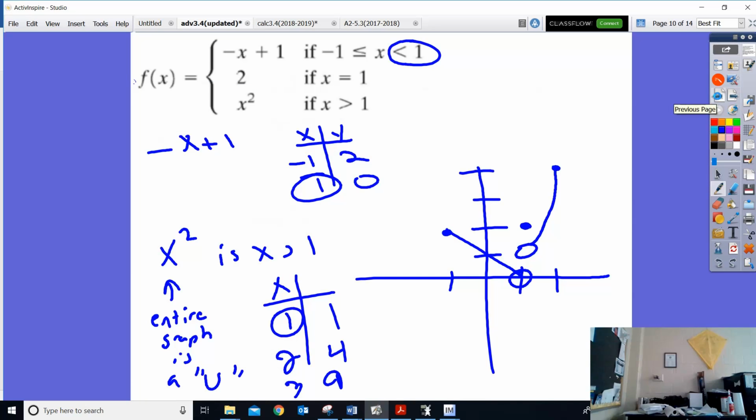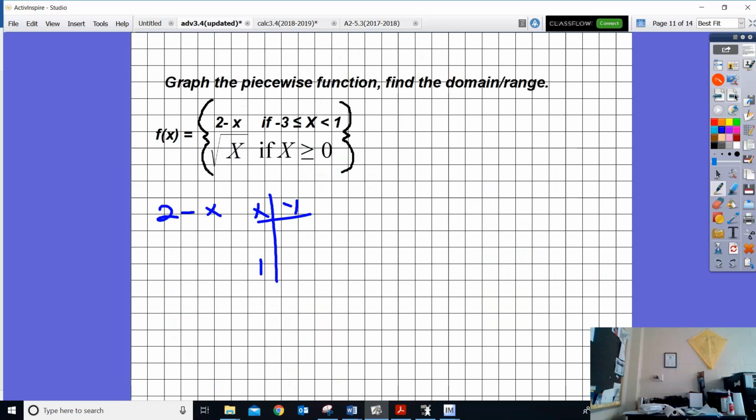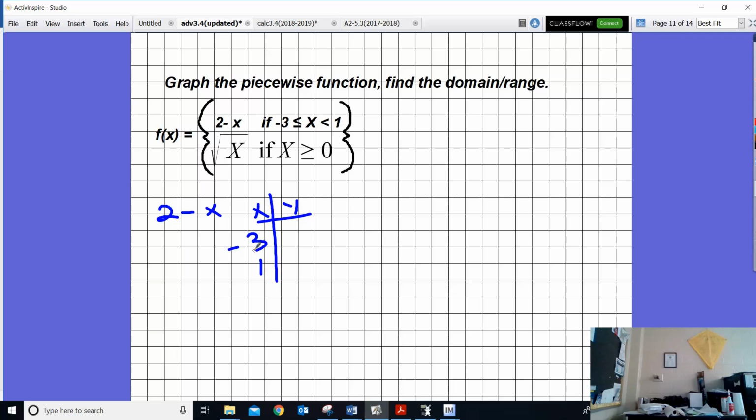Maybe I forgot to mention, where did I get these two x values? From the inequality. The x values you get come from the inequality. It's a line. How many points do you need to draw a line? 2. So you plug in the beginning, you plug in the end. The rest of it takes care of itself. -3 and 1. Now, if you plug a -3 into 2 minus x, what's it spit back? 5. If you plug a 1 into 2 minus x, what's it spit back? 1.